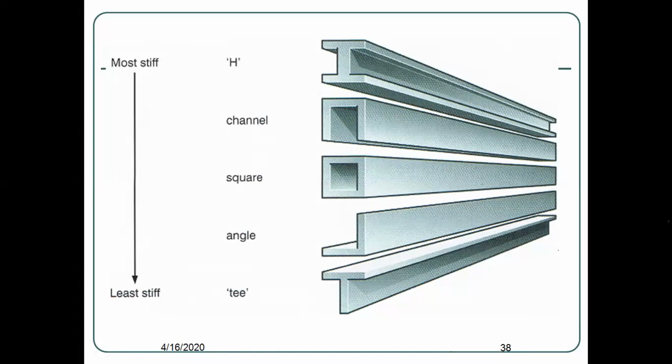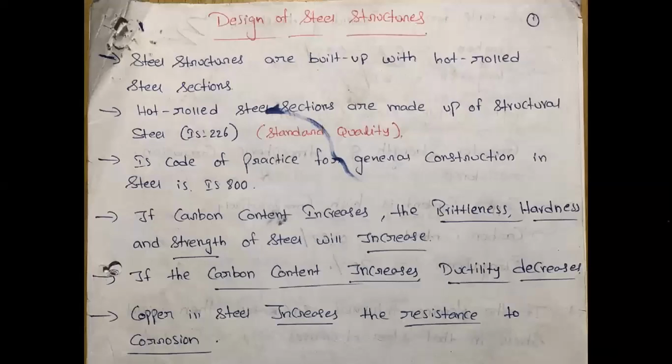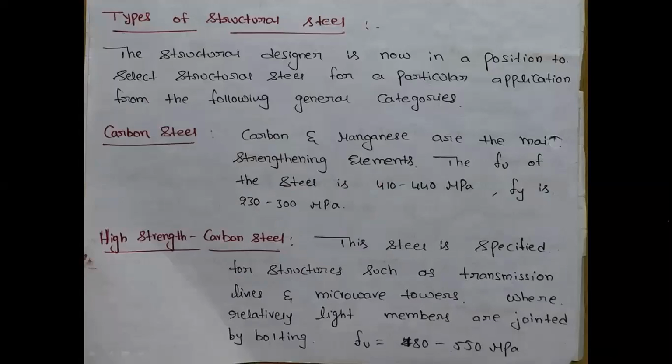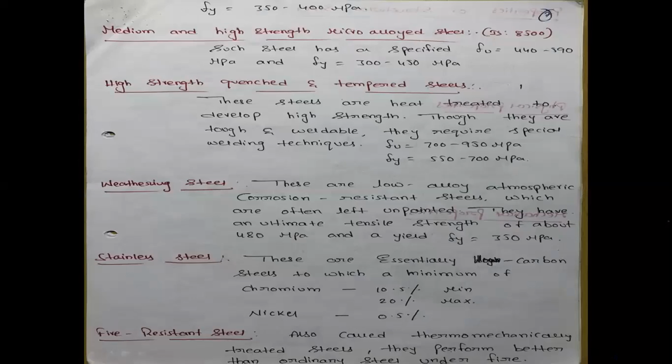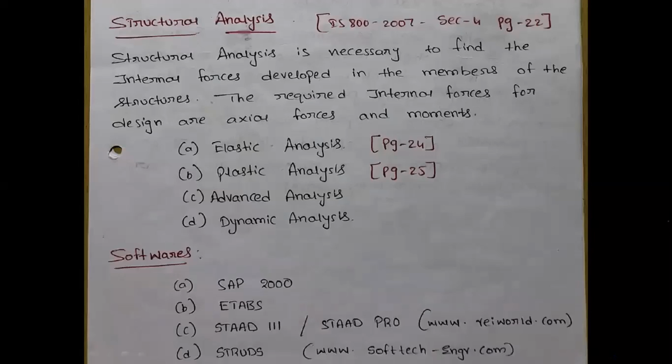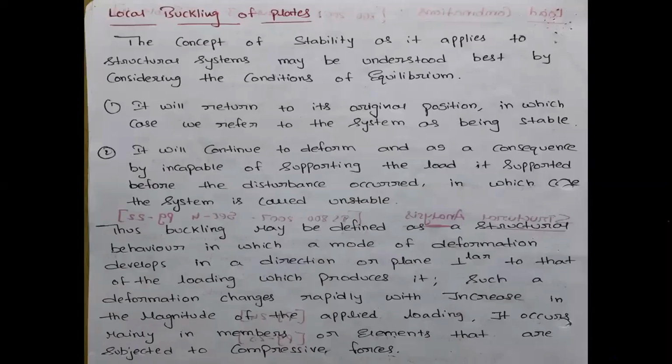Then we choose channel sections, square sections, angular sections, and T sections. This is the priority of selecting a section. Okay. Right. So in that way, I have provided each and every note here. I think A section students had these notes with them. You can also go through them, the other students apart from A section.